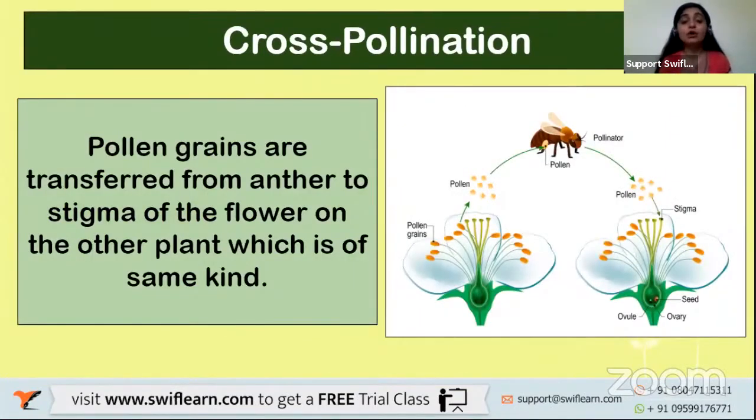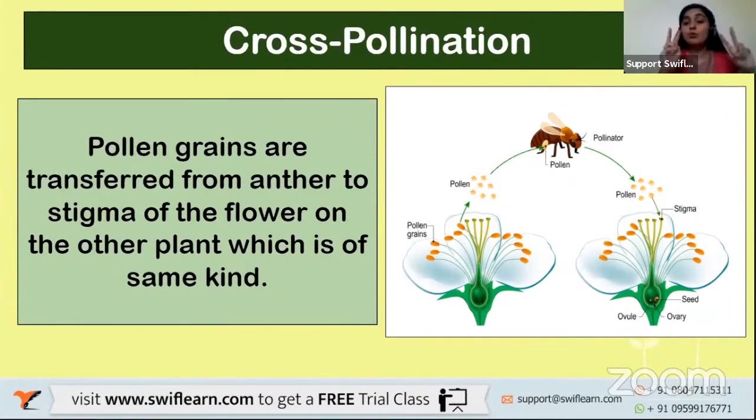Moving further is cross-pollination. In cross-pollination, the pollen grains are transferred from one anther to the stigma of a flower on another plant of the same kind. Remember, the grains are moving from one plant to another, but the plant needs to be of the same kind. So from the anther to the stigma of the flower of the other plant, but they have to be of the same kind, and this is cross-pollination.